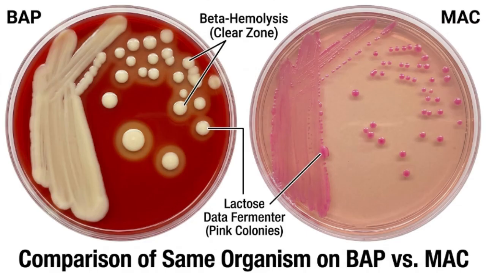MacConkey. This is selective and differential. If the colony is pink, it's a lactose fermenter, like E. coli. If it's colorless or tan, it's a non-lactose fermenter, like Salmonella. Always remember, morphology on BAP will look totally different than morphology on MAC.